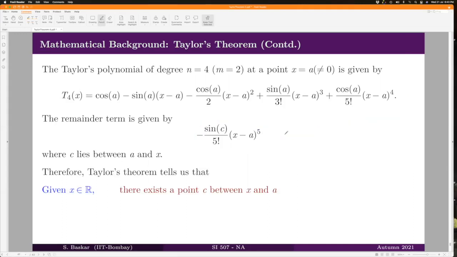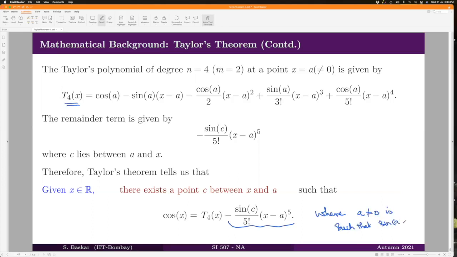Therefore, Taylor's theorem tells us that given x, there exists a c between x and a such that cos x is T4 minus this remainder, when a is not equal to 0, such that sine A is not equal to 0. If sine A is 0, then we will be taking the sixth order term as the remainder. Okay, so this should be followed carefully in any example.